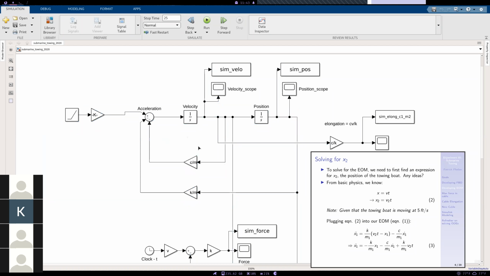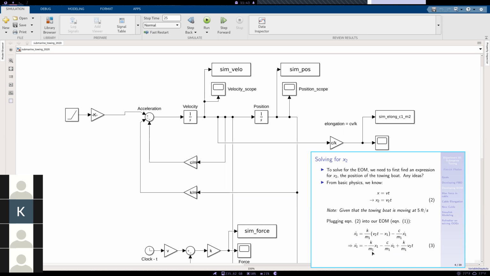Okay, so our velocity term is right here, right? We integrated to get that. So here's velocity. And if we look at our equation of motion, that should be multiplied by negative c divided by m1, which we used a gain block for. And our negative sign comes in with our summation block right here.